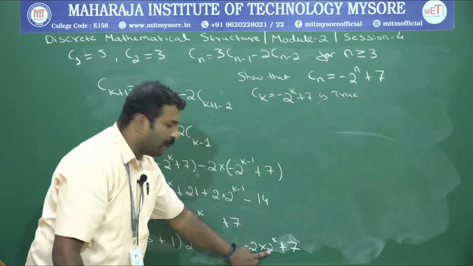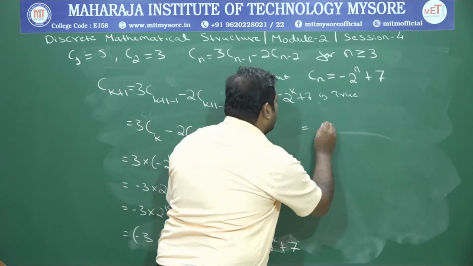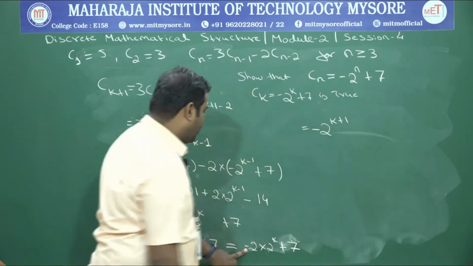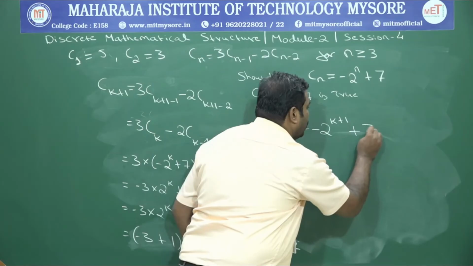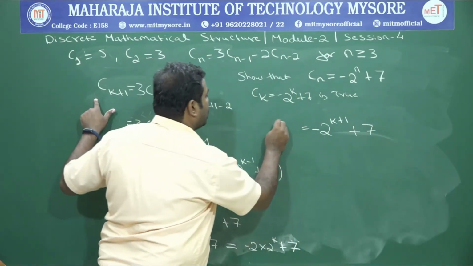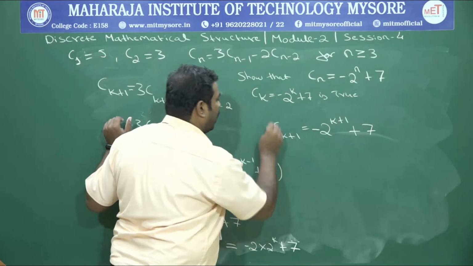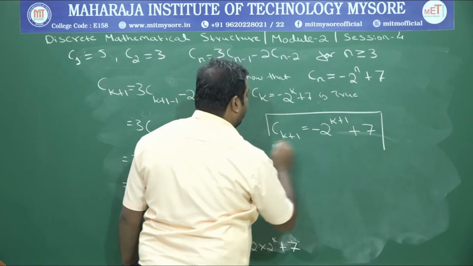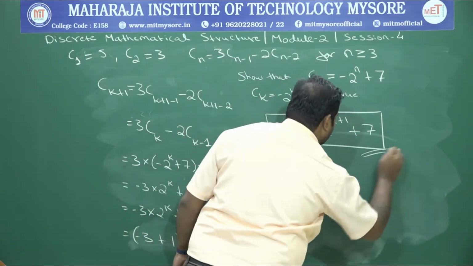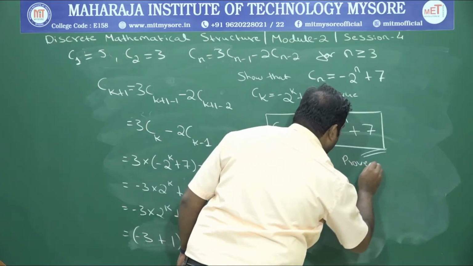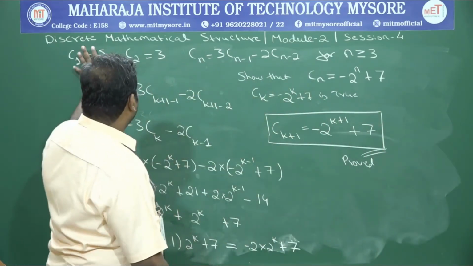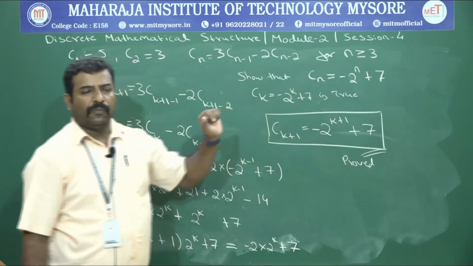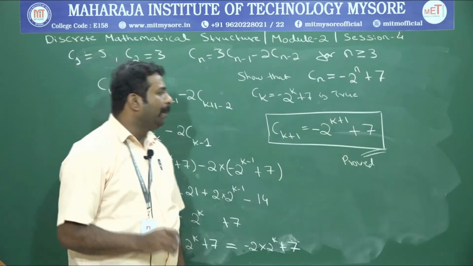Fine. So 2 into 2 to the power of k can be written as 2 to the power of k+1, and the negation or minus remains as it is, so plus 7. Now what is this? This is C(k+1), hence this is proved because it is minus 2 to the power of k+1 plus 7, hence proved. So due to this proof, I can say this recursive definition is equivalent to this explicit form. So this is how we are going to think and how we are going to implement.